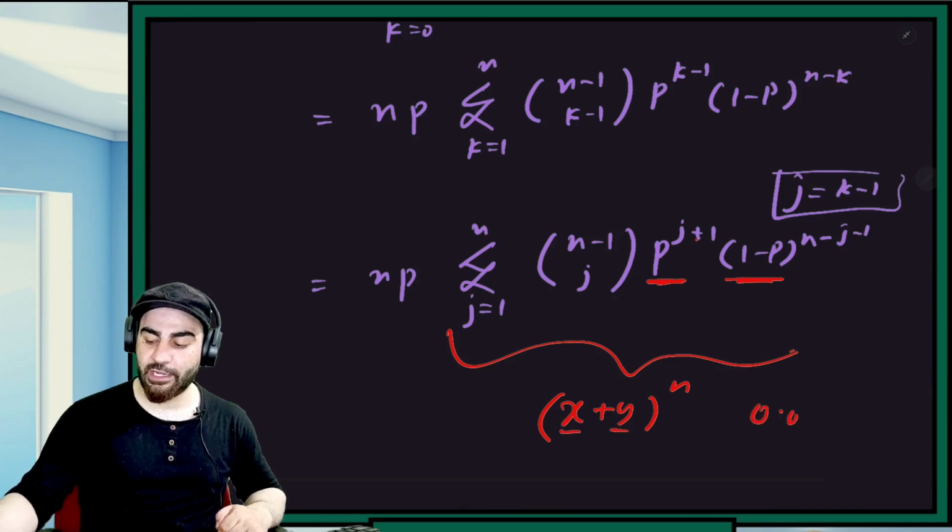So it is, let's say, 0.8 plus 0.2 to the power n. So this is equal to 1 to the power n, which is equal to 1. So this is what we have over here: p and 1 minus p.